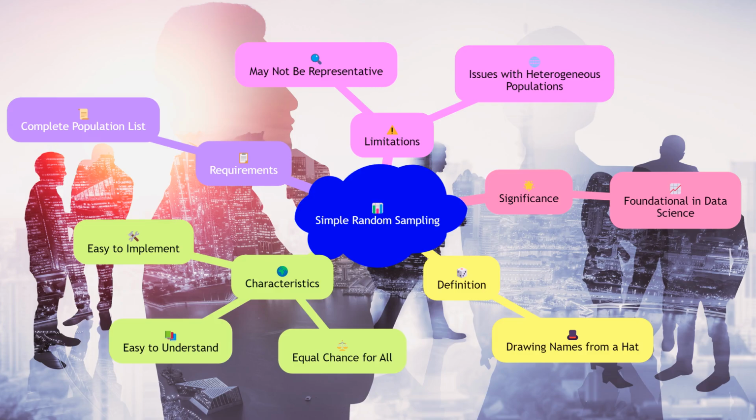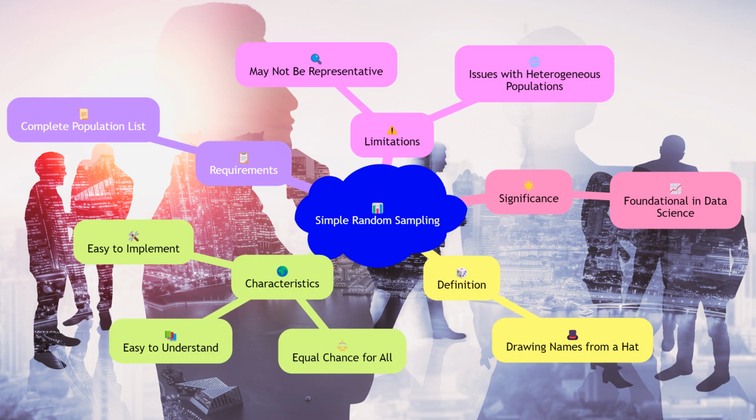Simple random sampling is one of the most straightforward sampling methods. In this approach, each member of the population has an equal chance of being selected. This method is akin to drawing names from a hat. It is easy to implement and understand, making it a popular choice for many applications.